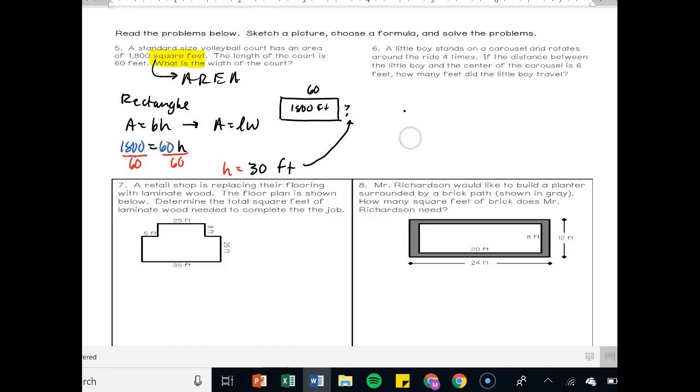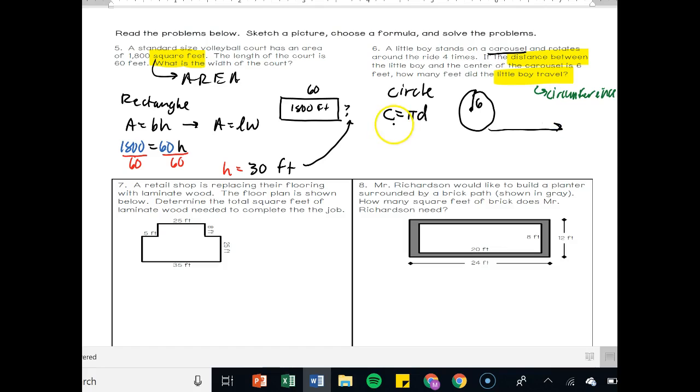Number 6, you've seen this problem before. Again, homework 7.7, this exact same problem. Hint, hint, probably a problem that's going to be on your test, right? So we start by identifying the shape and the formula, which if we're talking about distance and how far something travels, that's circumference, because we're just basically saying how far can I unroll this circle.